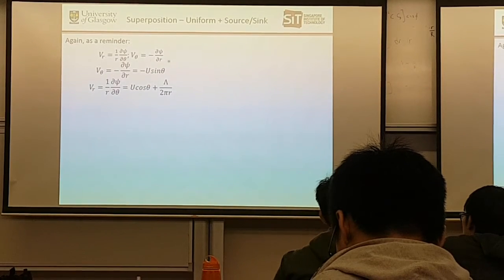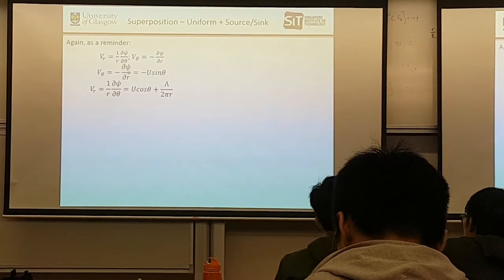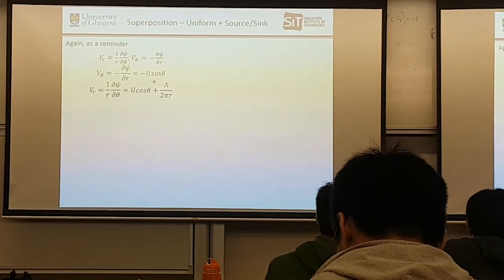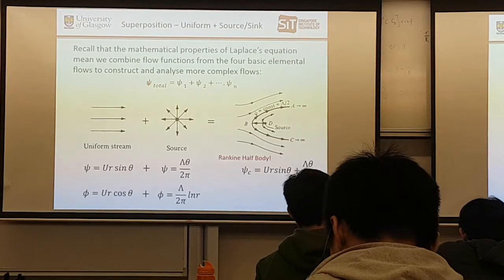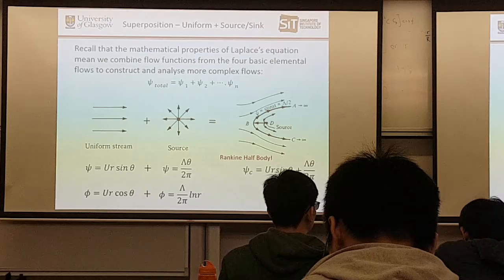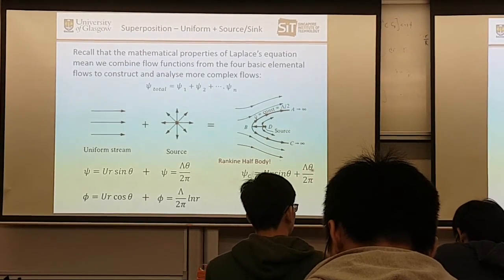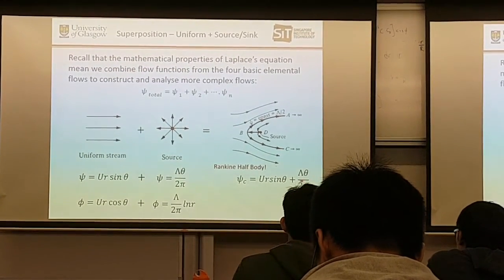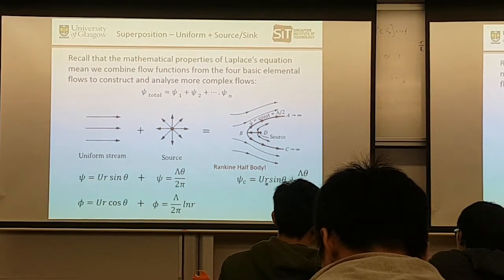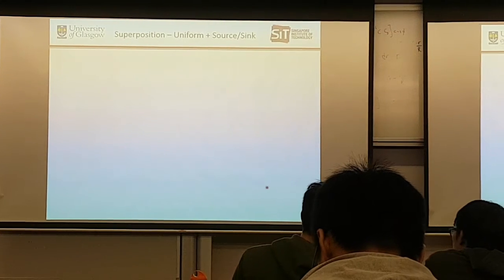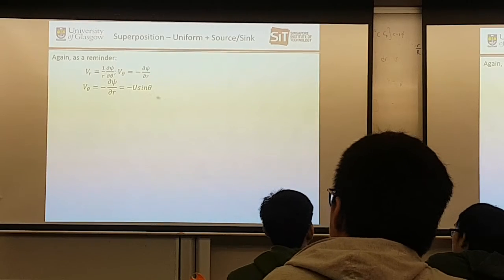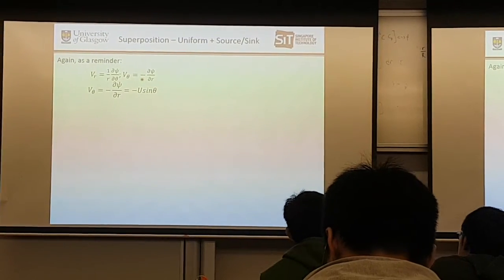Because v theta is minus del psi over del r. So I just do a very simple differentiation. I get my u sine theta. Now let me just go back to the previous slide. You can see from here, this term has got no r value. So if I do a partial derivative in terms of radius, this is a constant value. So the only thing that differentiates is my ur sine theta. If I differentiate ur sine theta with respect to r, I will get my u sine theta. Now why is this a negative sign? Just because there's a negative in the definition here.